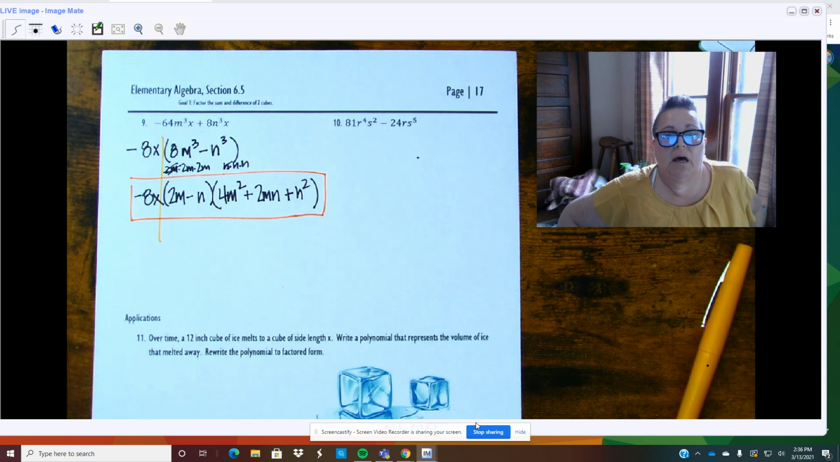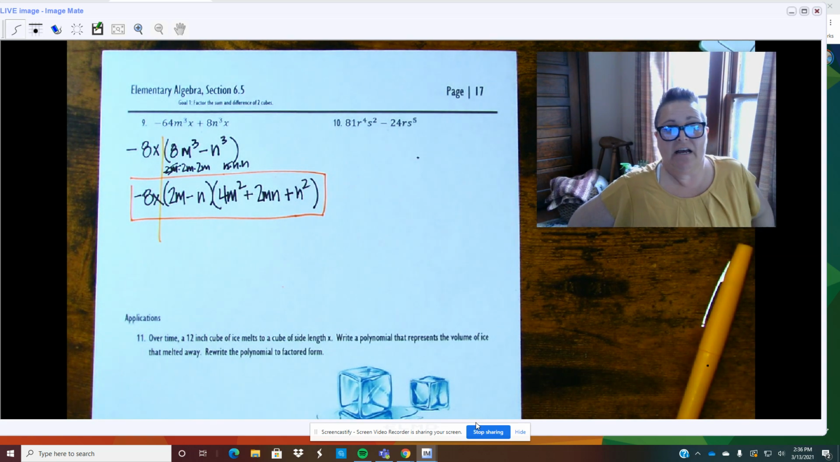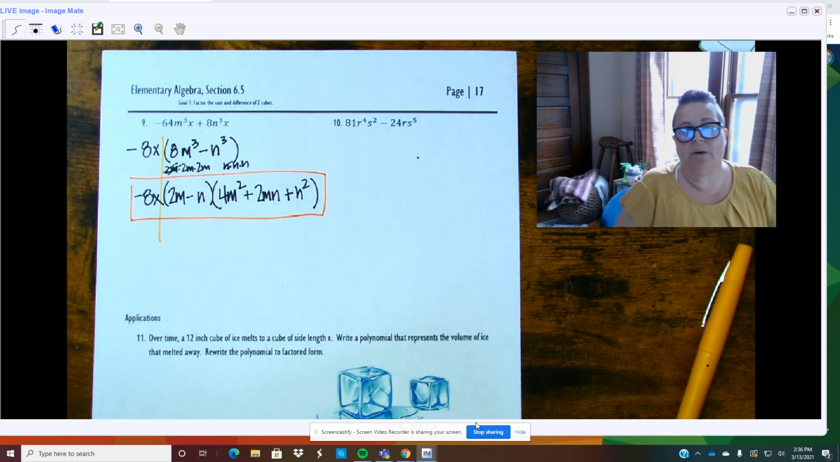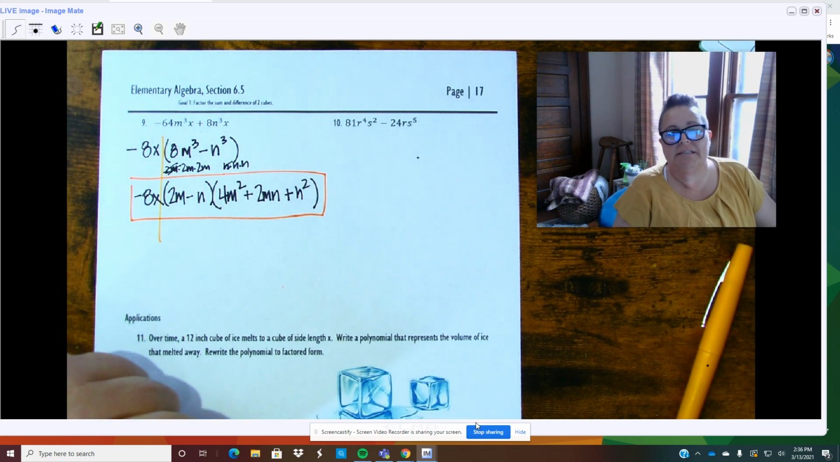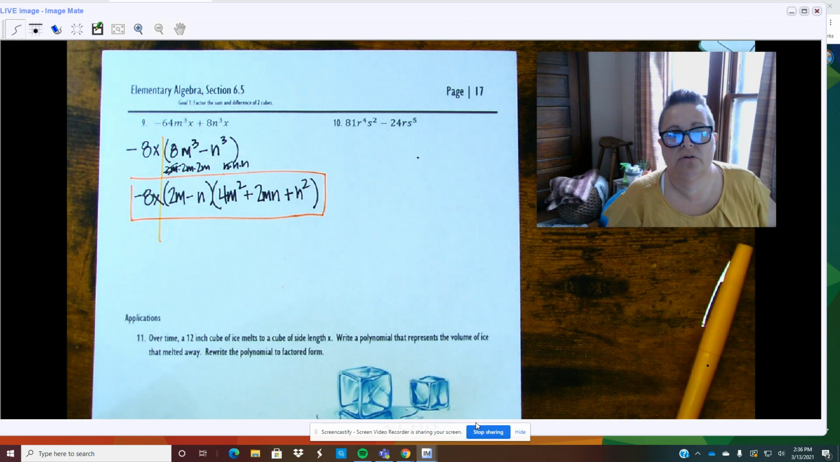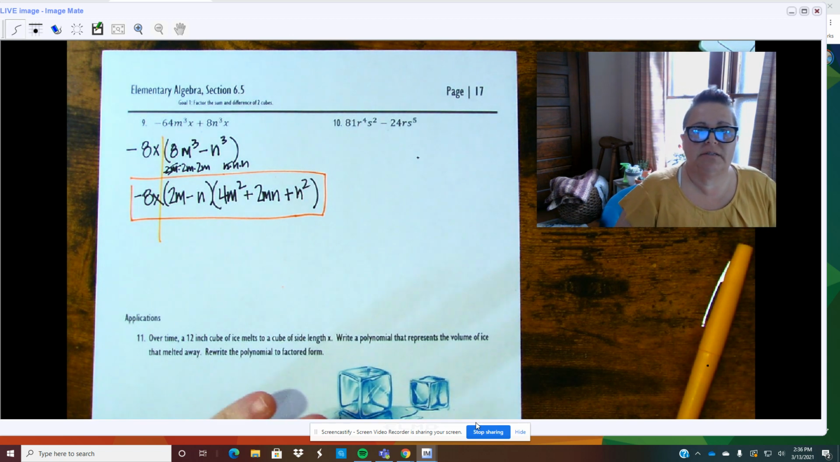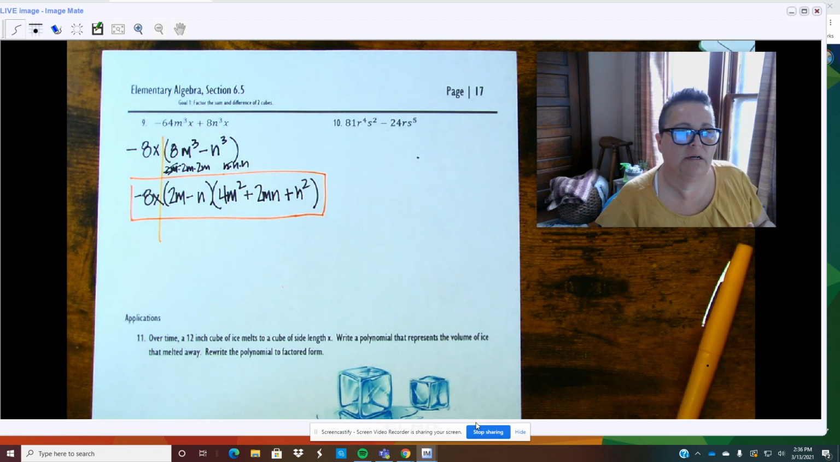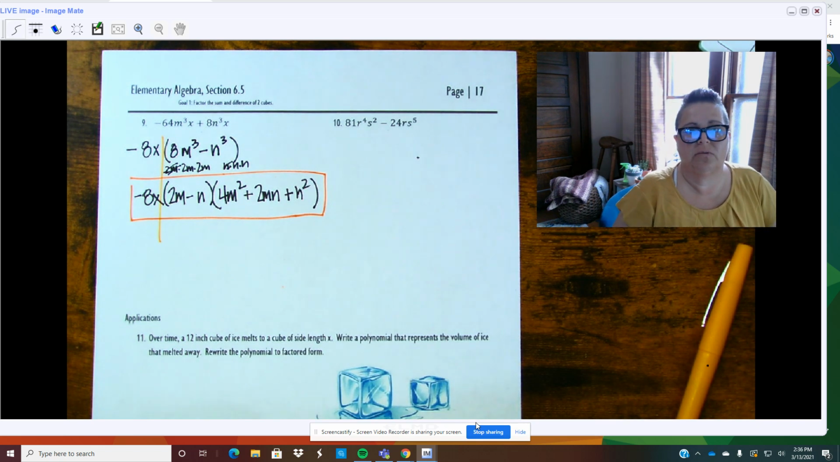Okay. Problem number 10. I've got 81r to the 4th s squared minus 24r s to the 5th. Oh, okay. So 81 and 24. 81 is not a perfect cube, so I can't do that. 24, not a perfect cube.